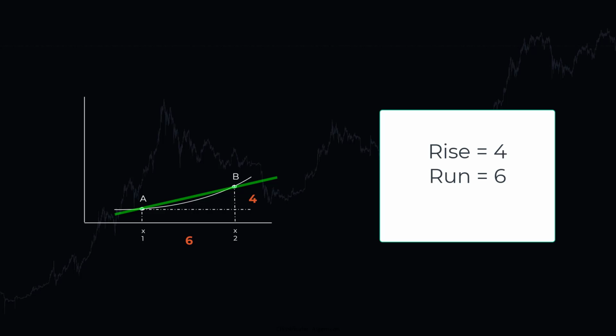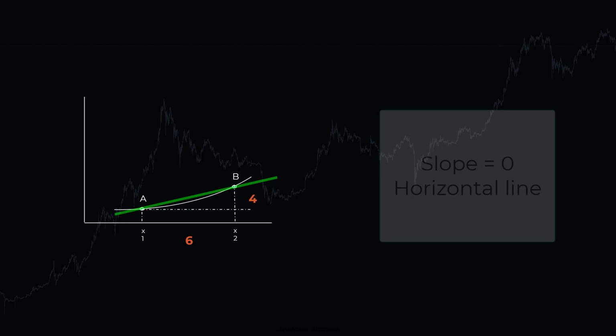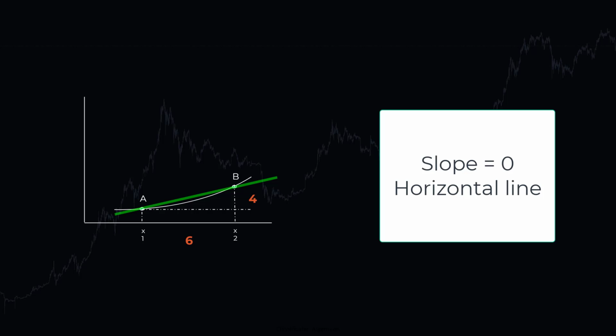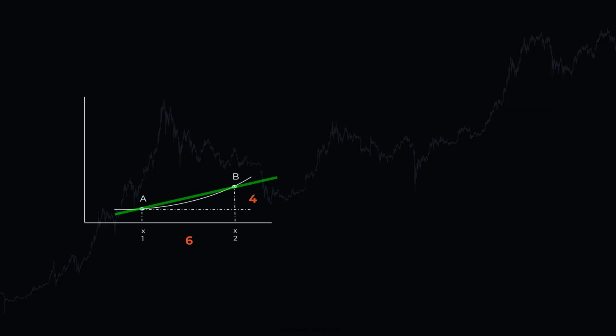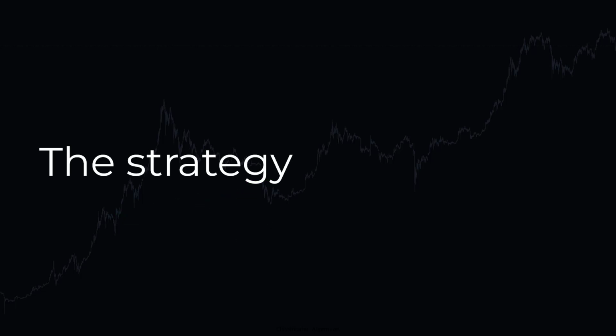So if the rise is 4 and the run is 6, then the slope is 4 divided by 6, which is 0.666. Now if the slope is 0, then that's a flat line, because y has no inclination. And when the slope is negative, then the moving average goes down. It's that simple actually. So let's open the code of this strategy and see how it's programmed.